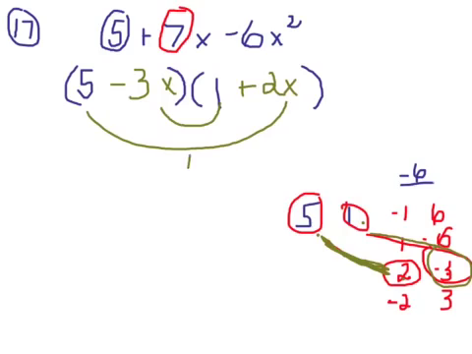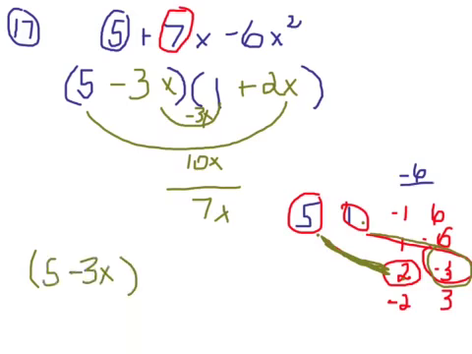5 times 2x is 10x. Negative 3x times 1 is negative 3x. And so those are like terms, and when I add them, I get the 7x. So this is my answer. How could I factor this? It's 5 minus 3x times 1 plus 2x. And that would be probably the easiest way to do that one.